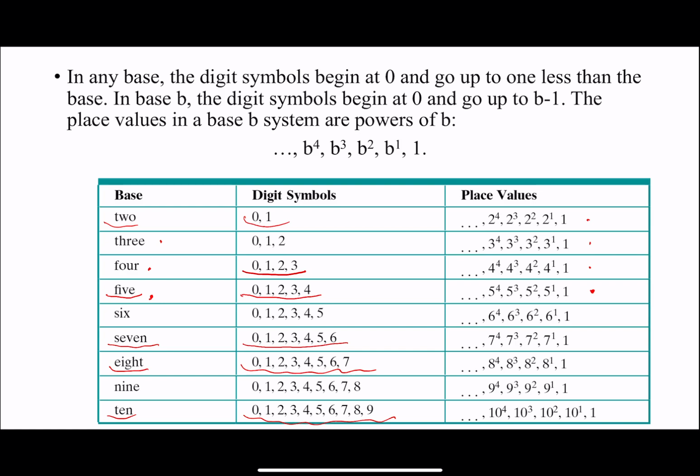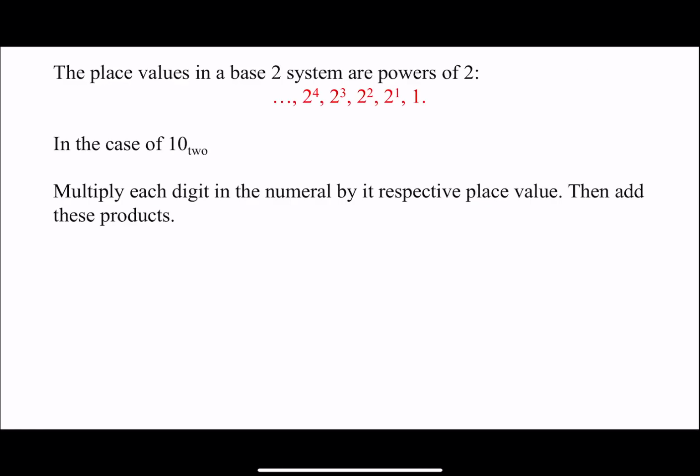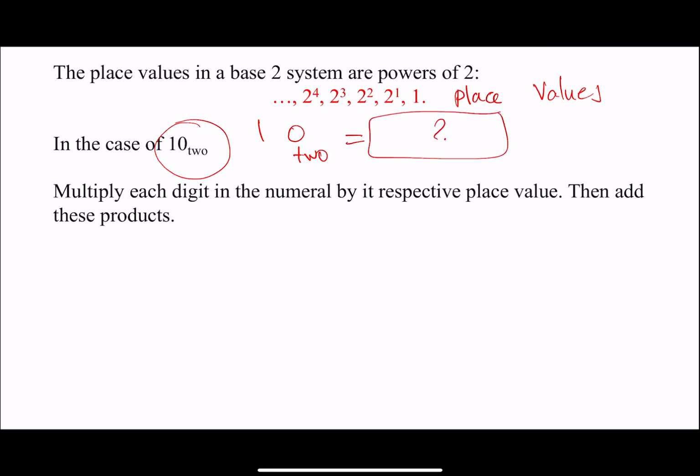So I want you to look at this table, think about it, and I want to give you an example. The place values in base 2 are powers of 2. Here are the place values. I want you to follow those steps to change 1 0 base 2 to a numeral in base 10. So 1 0 base 2, change it to a numeral in base 10. Okay, go ahead. I'll give you around 1 minute.